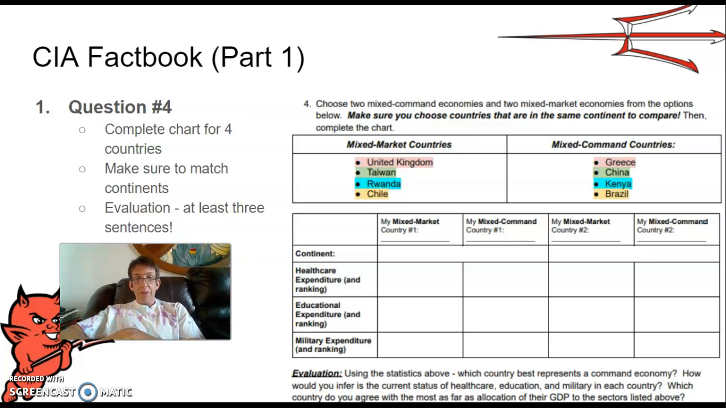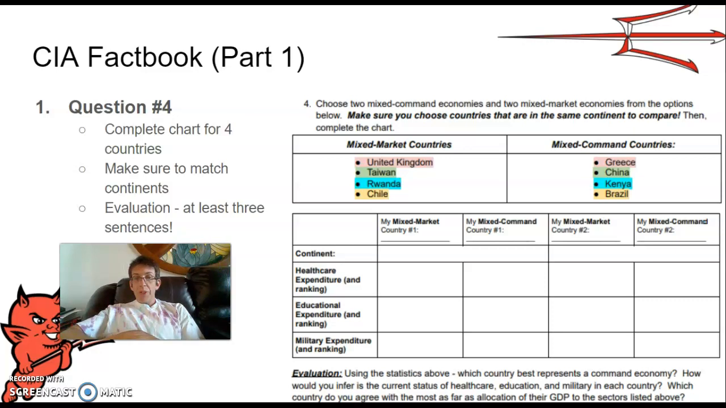It also says, how would you infer as to the current status of healthcare, education, and military in each country? Based on how much money they're spending on those things, how do you think that they're going? Well, I feel that Brazil is dedicating a lot of money to healthcare, so I bet that everybody's healthy there. For example, I'm not looking at the data in front of me, so I'm not sure if that's the case, but that's an example of what you might want to put.